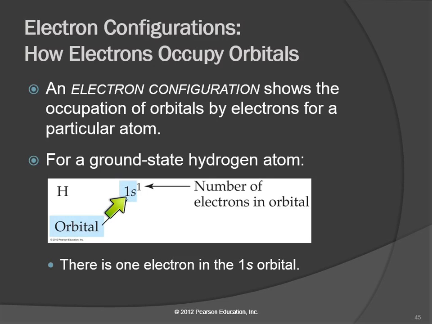There's the floor number, the room letter, and this superscript is how many electrons are there. So for hydrogen, it's just 1s with a superscript 1. Electron configurations are one place where chemists do write the number 1.